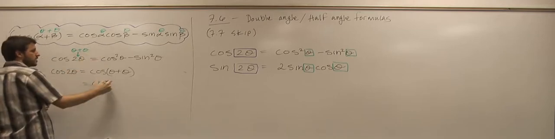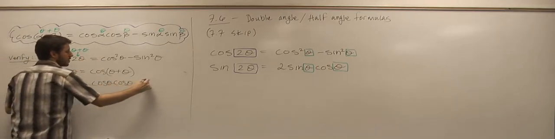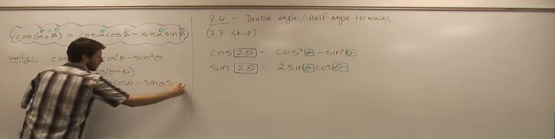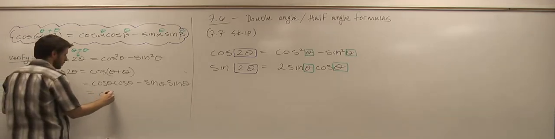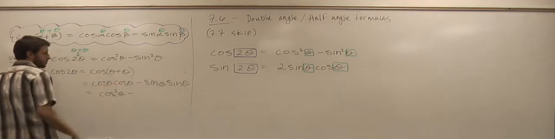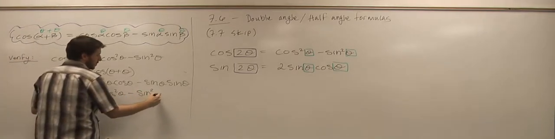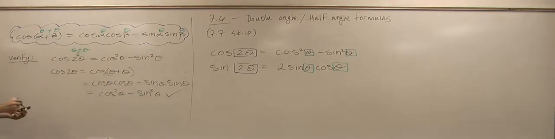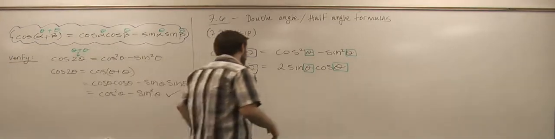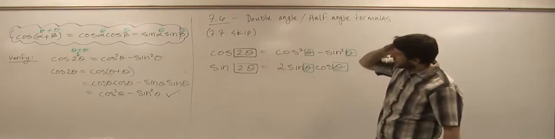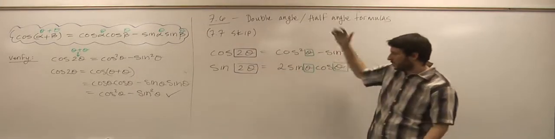So if I just copy this formula down, what happens here? What's cosine times cosine? Cos squared. Sine times sine. Sine squared. That's what the formula says. So we're getting cos squared theta minus sine squared theta.